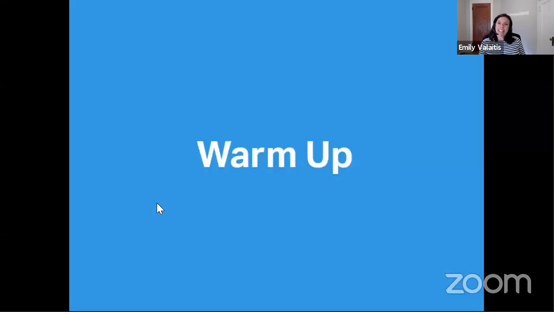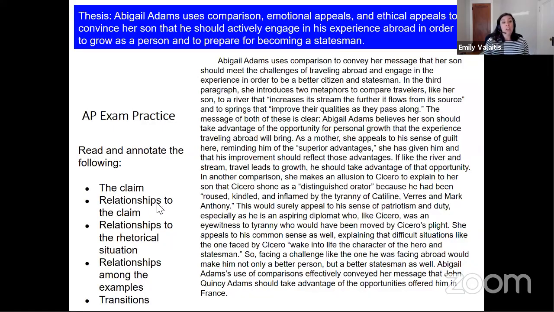Before we get started with today's lesson, we're going to do a brief warm-up reviewing yesterday's activity. Mrs. Knight was focusing on how you can add cohesion to your body paragraphs, and she gave you several things to consider in your writing, such as relating back to your claim, relating back to the rhetorical situation, thinking about relationships between examples, and even including some transitions. She gave you a student sample body paragraph and asked you to read through it and identify where you saw that student making some of those relationships explicit.